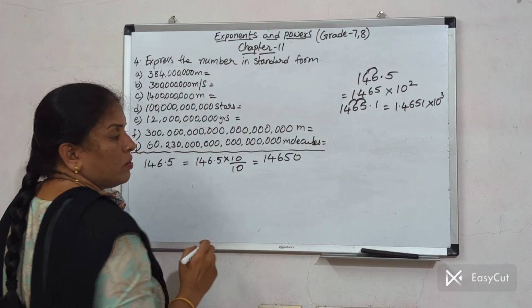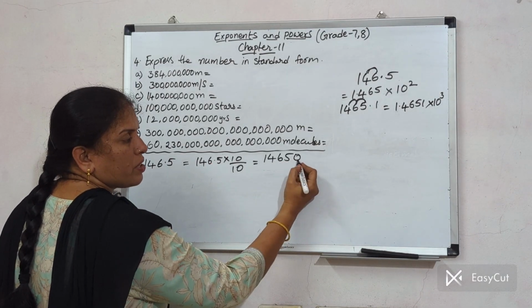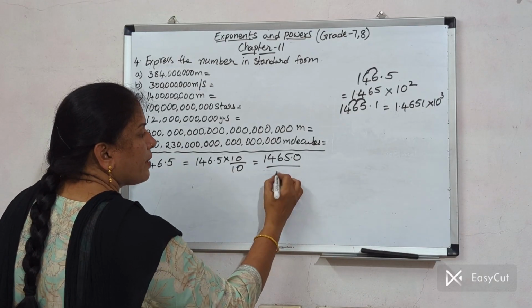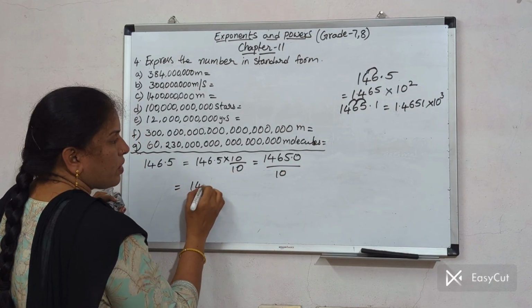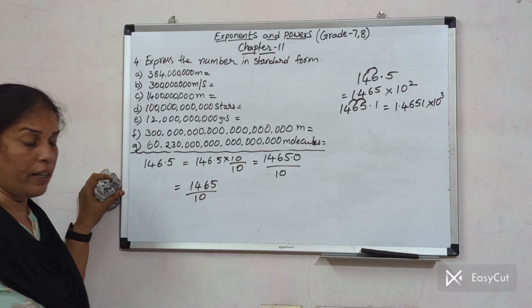14650. Now you keep point. Point after 1 digit is there. Last 1 digit, 1 place onwards, 1 digit before point. 14650 by 10 is equal to 1465 by 10. All of you understood, children?